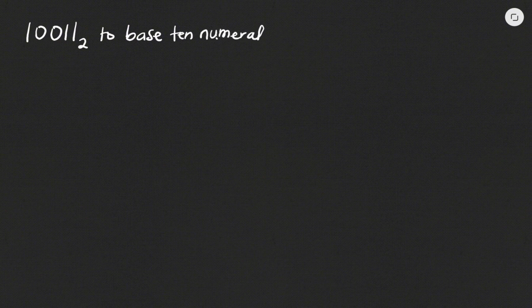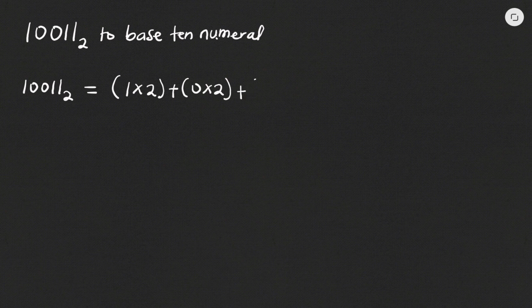Okay, so let's proceed to look at the solution to this problem. Over here we have 10011 base 2 to base 10. So we do the usual. So 1 multiplied by the base, which is 2 in this case, then the first 0 multiplied by the base, plus the second 0 multiplied by the base, plus 1 multiplied by the base, plus the last 1 multiplied by the base.